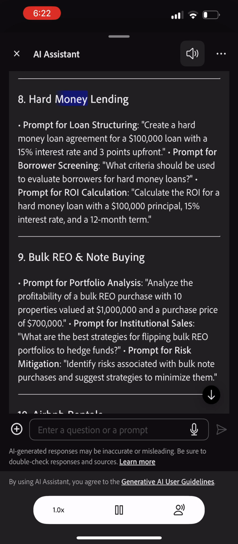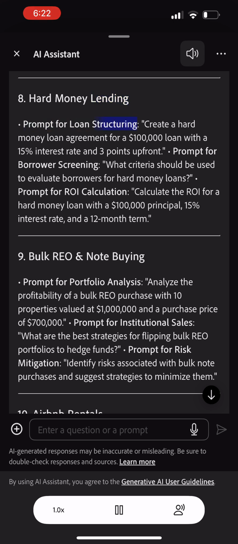8. Hard money lending. Prompt for loan structuring. Create a hard money loan agreement for a $100,000 loan with a 15% interest rate and 3 points upfront. Prompt for borrower screening. What criteria should be used to evaluate borrowers for hard money loans? Prompt for ROI calculation. Calculate the ROI for a hard money loan with a $100,000 principal, 15% interest rate, and a 12-month term.